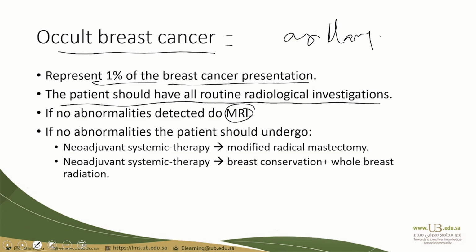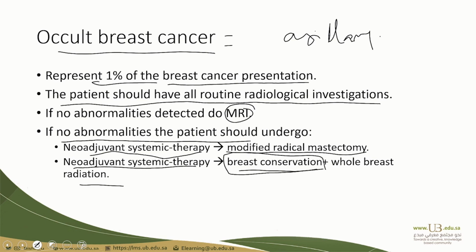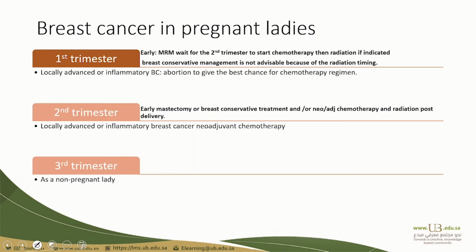If you cannot find anything in the breast as a primary, then they should go through this protocol, which is the Anderson protocol. You will give the patient neoadjuvant systemic therapy, and then the patient will go for modified radical mastectomy, or we will give them neoadjuvant systemic therapy, then breast conserving management. That means you will not take her breast out, you will not do mastectomy, and then you will go for whole breast radiation.